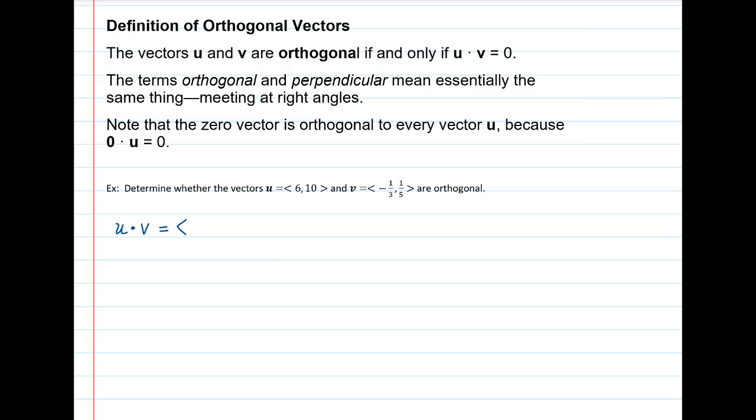Here's an example. Determine whether the vectors u and v are orthogonal. We're given u = (6, 10) and v = (-1/3, 1/5). So we're going to calculate the dot product of the two vectors and see if that gives us 0. If it does, then they're orthogonal. If it's not 0, then they're not orthogonal. Okay? So calculating the dot product, we have 6 times -1/3 plus 10 times 1/5. That's equal to -2 plus 2, which is equal to 0. Therefore, u and v are orthogonal.